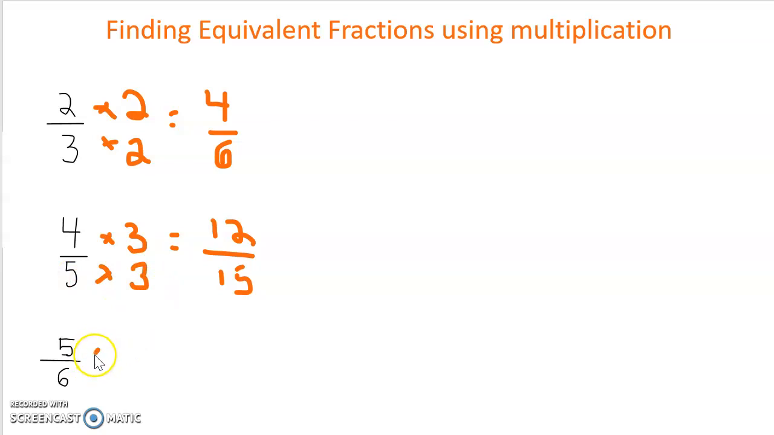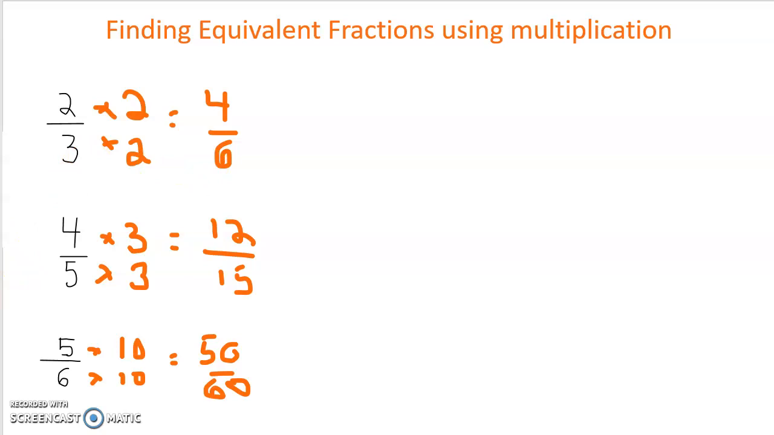So let's try a big number. Let's try 10. So we're going to multiply the numerator by 10 and the denominator by 10. And it's going to be equal to 50/60. And it's still equivalent, even though the numbers are different, even though the fractions are different, they are still equivalent because the values are the same. 5/6 is the same as 50/60. 4/5 is the same as 12/15. 2/3 is the same as 4/6. The values are the same, even though the numbers in the fractions are different.